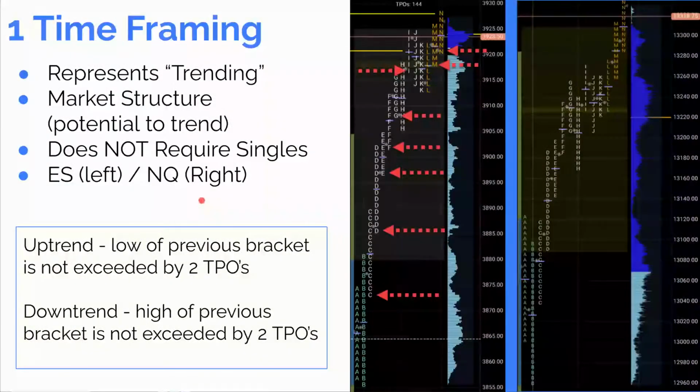Okay, let's move to the next one here. And let me turn this off again.